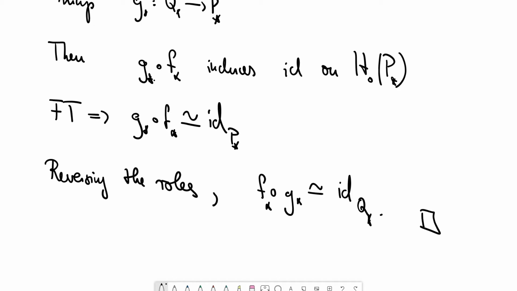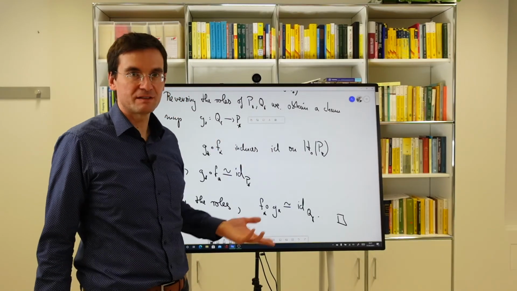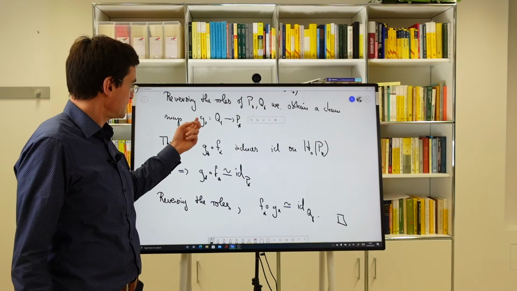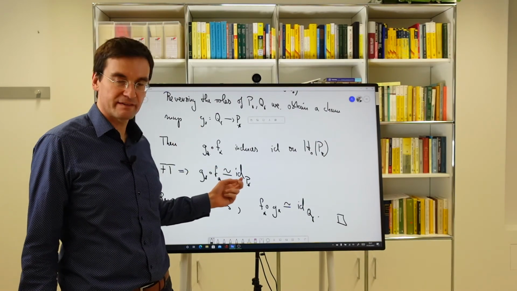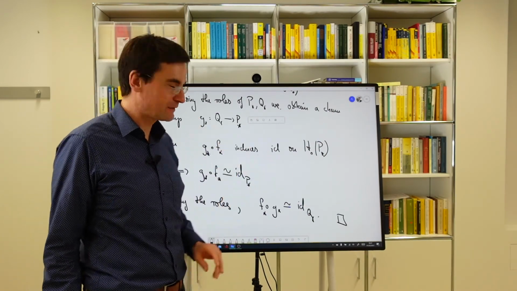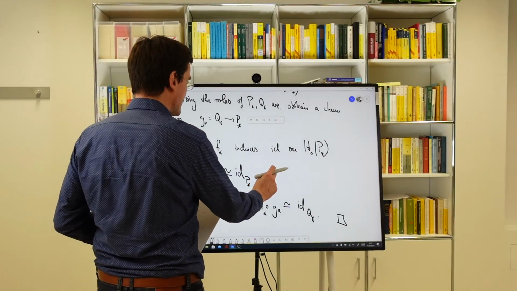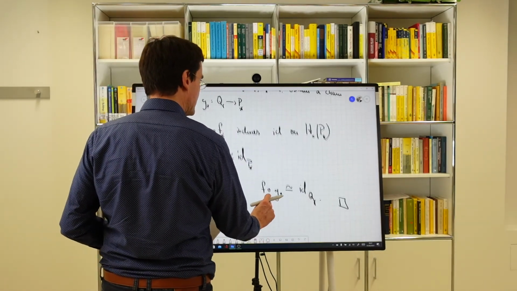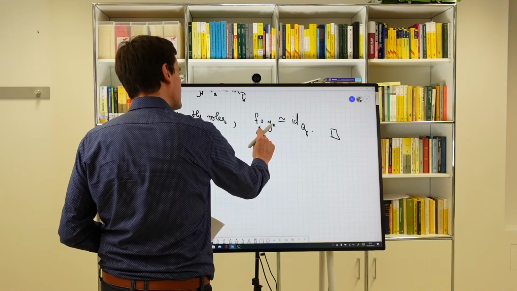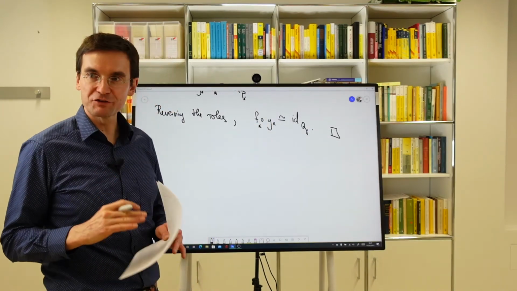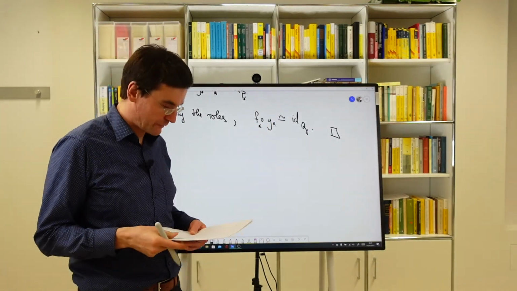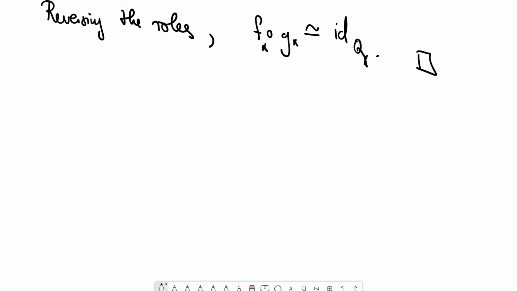Right, so we used the surjectivity to obtain F star, G star, and then we use twice the injectivity statement. We really use the full power to obtain that projective resolutions can be very different, but they're still all chain homotopic to each other. So there is a unique chain homotopy class of projective resolutions.